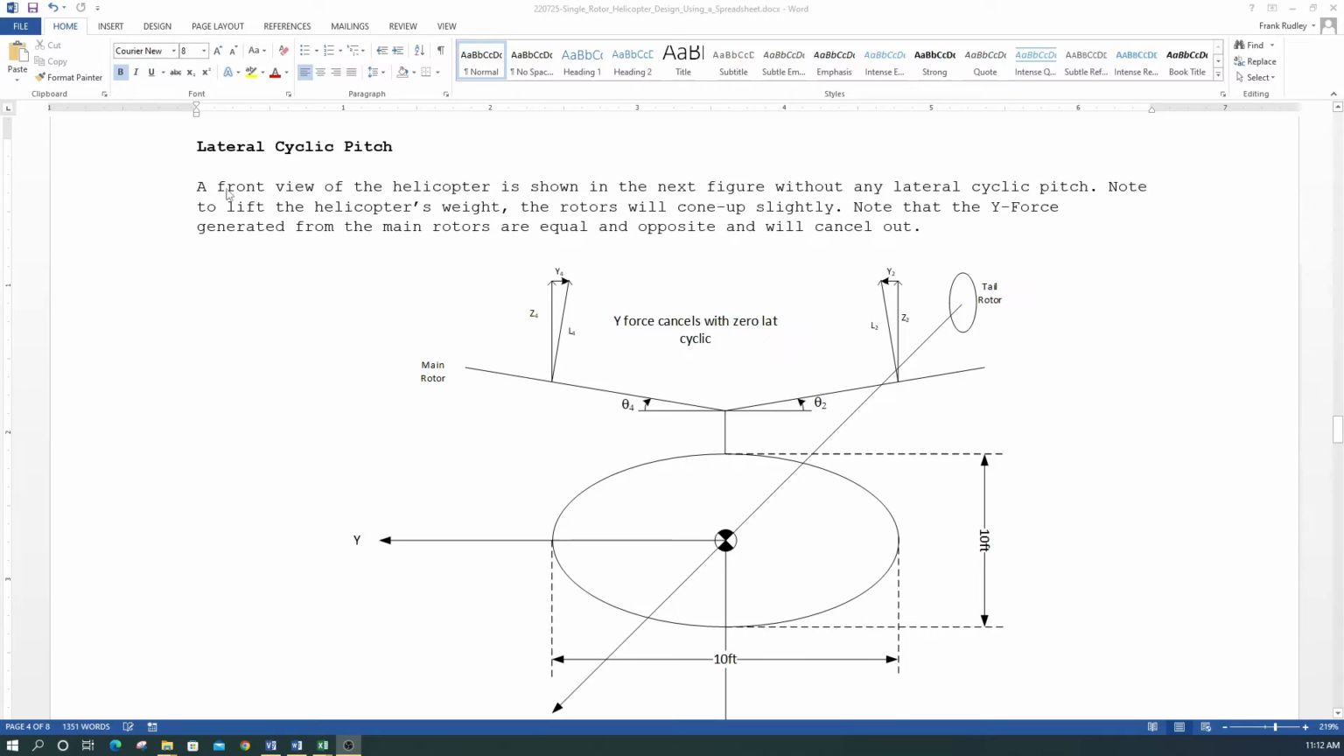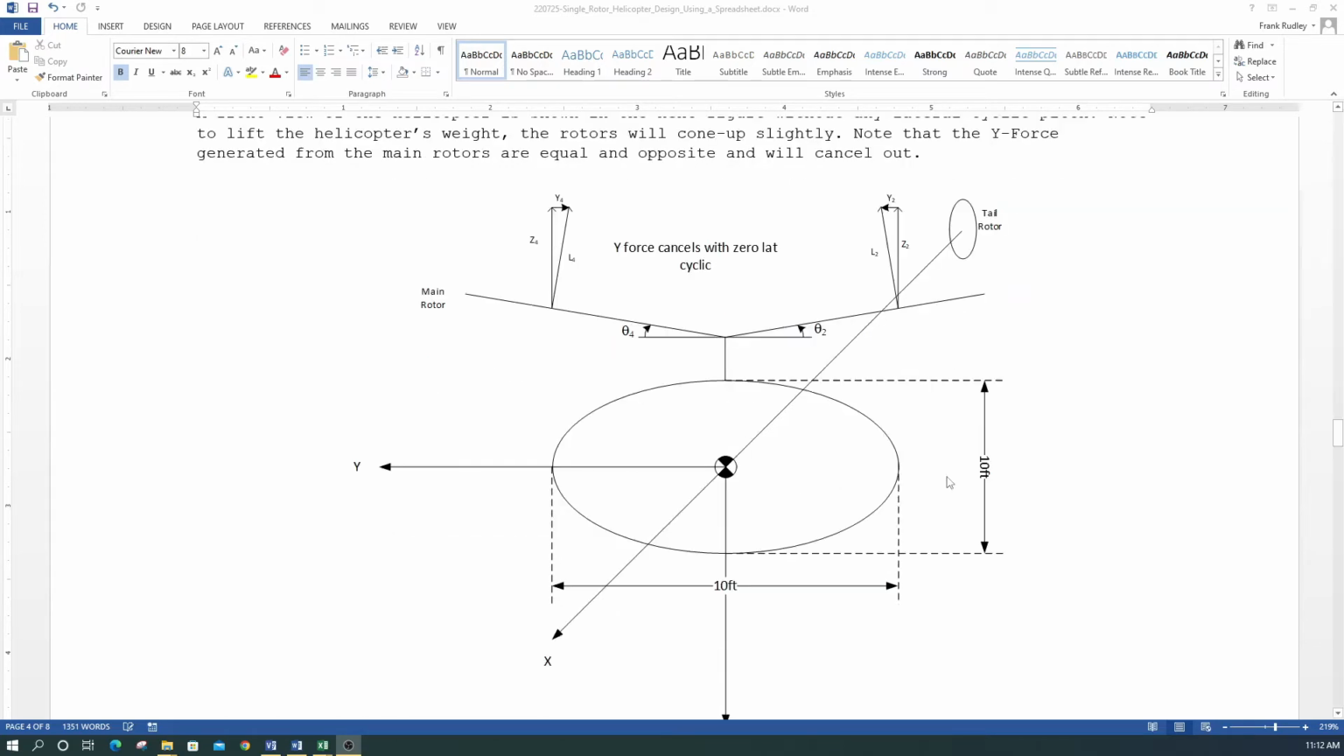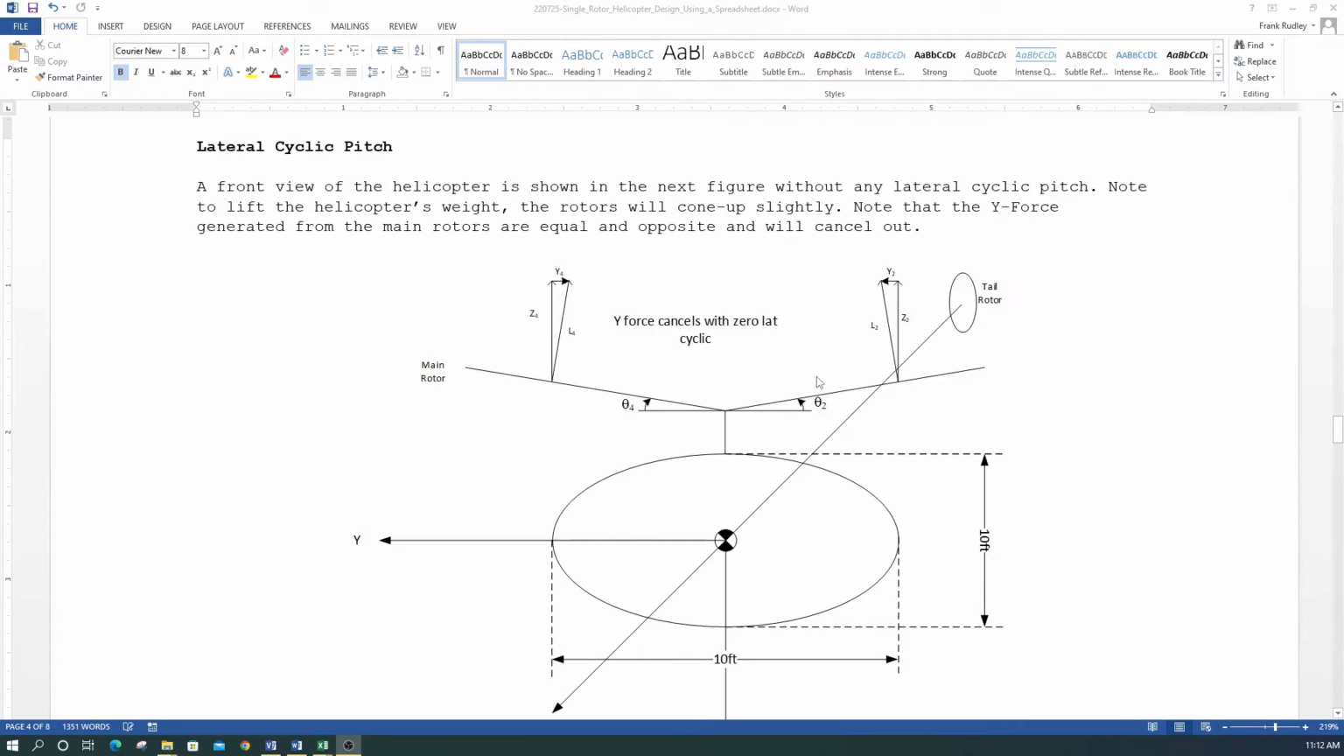So a front view of the helicopter is shown in the next figure without any lateral cyclic pitch. Note the lift to the helicopter's weight. The rotors will cone up slightly. So due to the weight, these rotors are going to cone up, with collective pitch creating a z-force to cancel out the weight. Note that the y-force generated from the main rotors are equal and opposite and will cancel out.